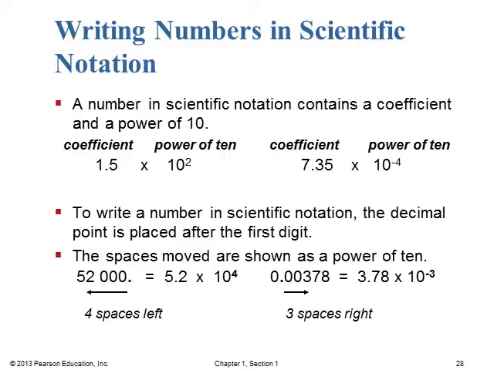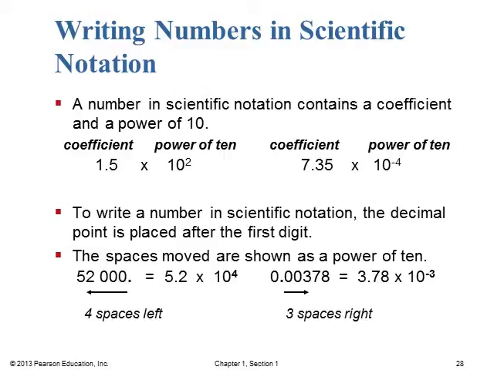So we'll have a number, as you saw before, then it's times a power of 10. So it's a number multiplied by some type of power of 10. The first number we call a coefficient. So we have 1.5 times 10 to the second power. 10 to the second power, if you square 10, you get 100. So that's saying 1.5 times 100, and if you multiply 1.5 times 100, you get 150.